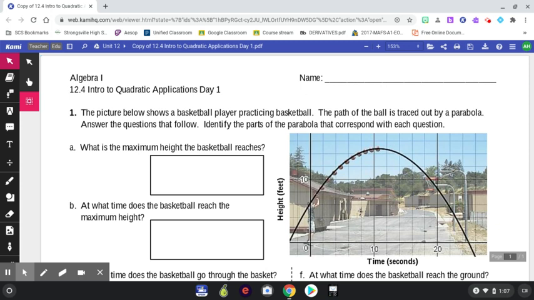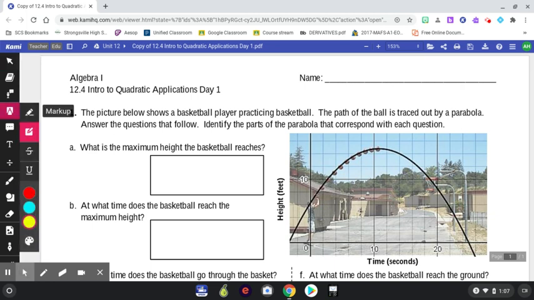So the picture below shows a basketball player practicing basketball. The path of the ball is traced out by a parabola. Answer the questions that follow. Identify the parts of the parabola that correspond with each question.